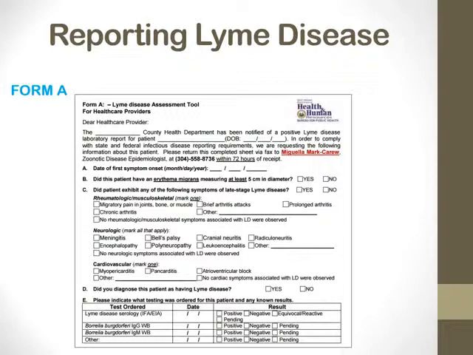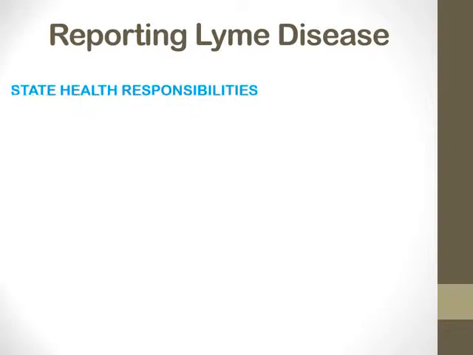Here's a screenshot of Form A, which I'll go into more a little later. Basically, we'd like for you to share information about the date of illness onset, the presence of EM, any late manifestations of Lyme disease, if you diagnose the patient as having Lyme disease, what testing you ordered, why you ordered the testing, and if any antibiotics were prescribed.